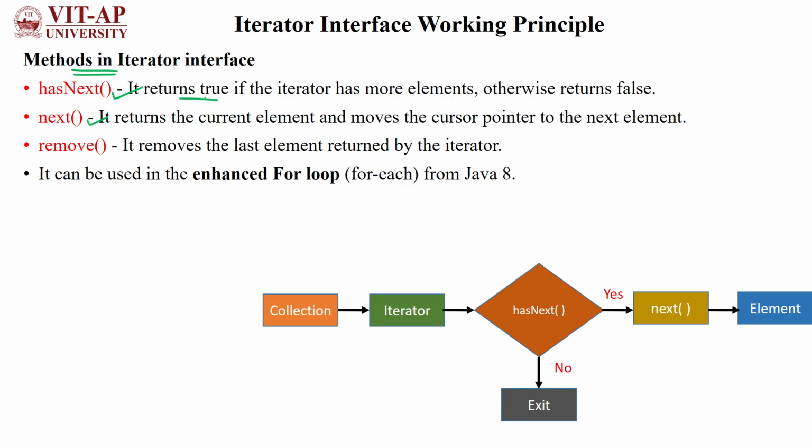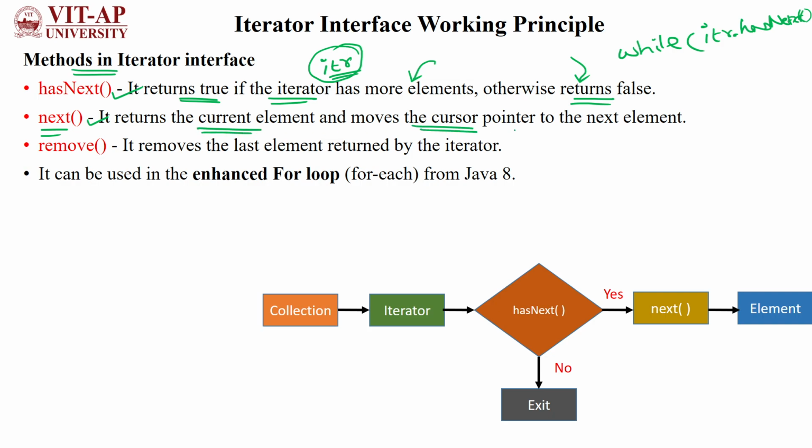hasNext returns true whenever the iterator variable itr has elements. If the reference variable itr does not have any elements, it will return false inside the while loop condition. Here we will have itr.hasNext, so in this place it will return true or false based upon whether elements exist or are not available. Then next is the method which returns the current element and moves the cursor to the next element.